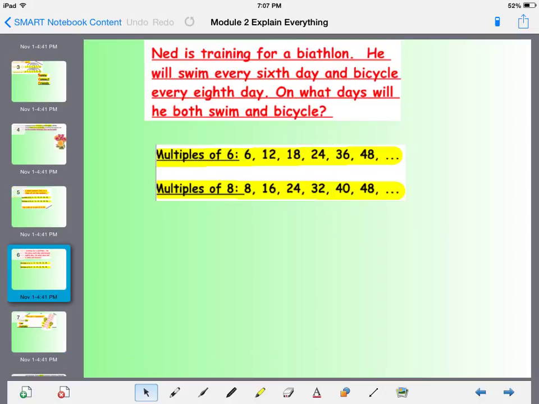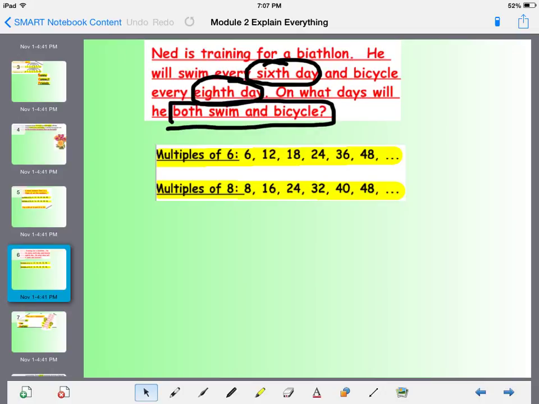Let's take a look at LCM using a real-world example. Ned is training for a biathlon. He will swim every 6th day. That's important information. And he's going to bicycle every 8th day. On what days will he both swim and bicycle?